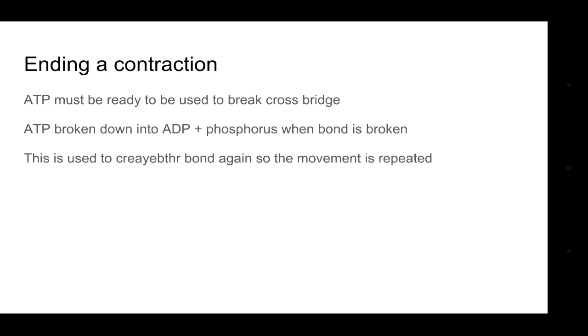To form the cross bridge, there must be enough ATP available for use. It will be used to break the bond. The ATP is then broken down into ADP and phosphorus as soon as the bond is broken, which is then used to create a bond again, which therefore creates the movement and cycles round.